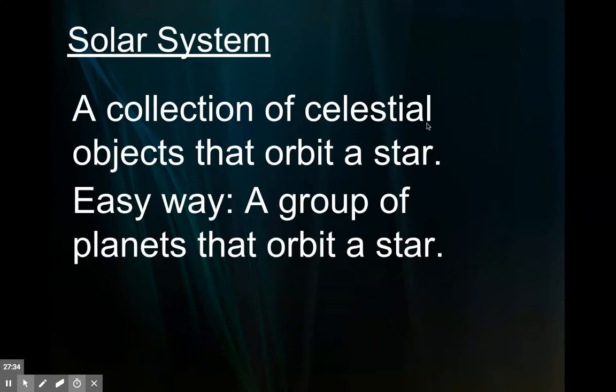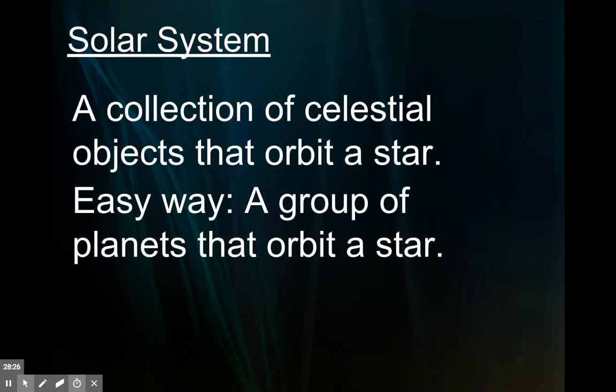So the solar system, hint, it's underlined, which means it's one of your vocabulary words, is a collection of celestial objects that orbit a star. Easy way of saying it: it is a group of planets that orbit a star. It can also be asteroids, comets, moons, all that good stuff. The word celestial just means anything that's outside of our atmosphere. So anything in space, like Earth, is a celestial body. Our moon, our stars, asteroids, comets, they are all considered a celestial body. So our solar system is just a collection of celestial objects that orbit a star.